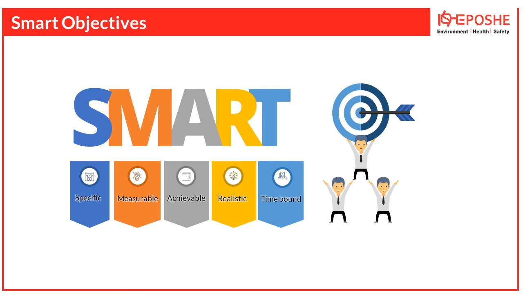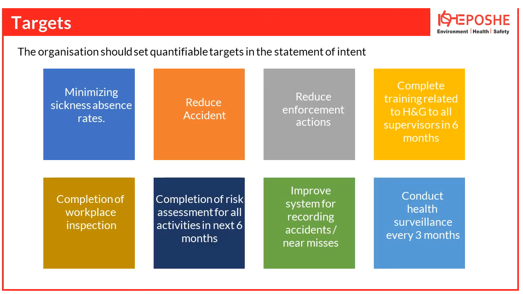Managers are responsible to ensure that objectives are met, and they must monitor the progress. It must be recorded and reported. Objectives must be annually reviewed for continual improvement. Let's see some examples of the SMART targets an organization can set in the statement of intent.